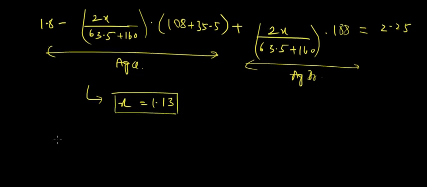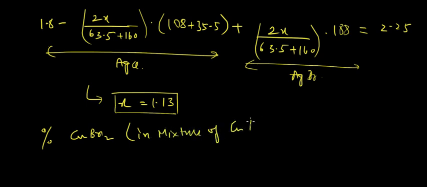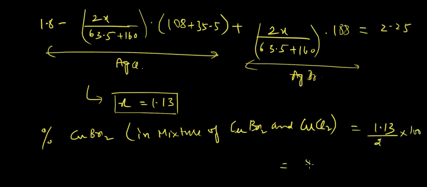Hence the percentage of CuBr2 in the mixture of CuBr2 and CuCl2 would be: the weight of the mixture was 2 grams, out of which 1.13 is of CuBr2, into 100. So the percentage would be 56.5%. This is the answer.